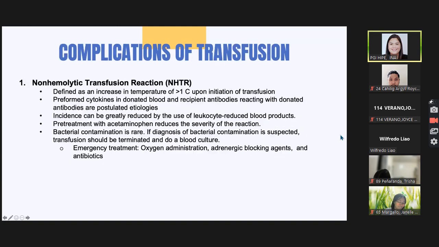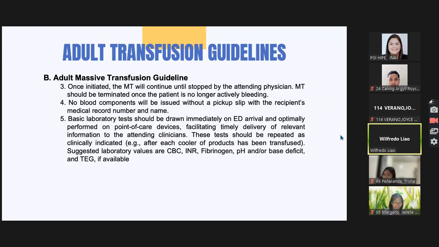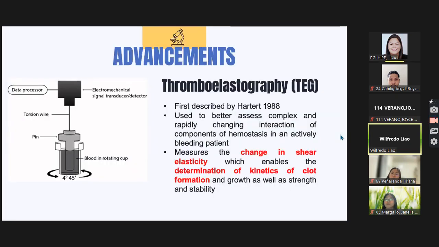And then we go now to complications of transfusion. We have first non-hemolytic transfusion. Mayroon dito, ano't karagsin yun? TAG? Mayroon kagin, backslide. Okay. TAG. Si ano itong TAG? What's the meaning of TAG? I'll show na lang po, Doc. Here po, Doc. Thromboelastography. Okay. Good. Elastography. Thrombography. Okay.